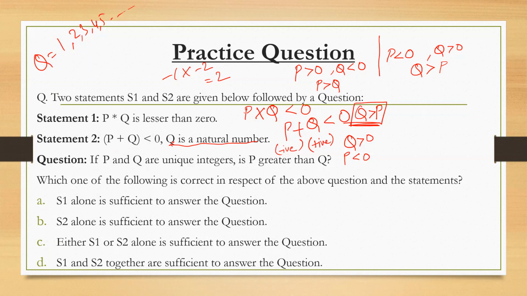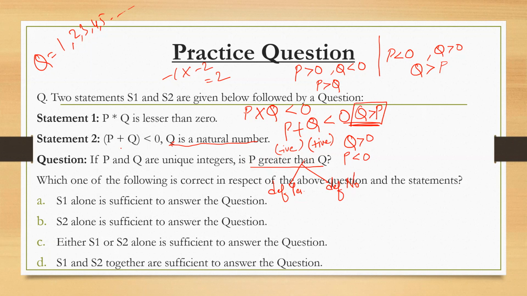Till here, it is fine, everyone? Any doubt till here? That is Q is greater than P. Now, what is the question asking? Question is asking, if P and Q are unique integers, is P greater than Q? So either my statement should answer a definite yes, or my statement should answer a definite no. That is either P is greater than Q or P is not greater than Q.